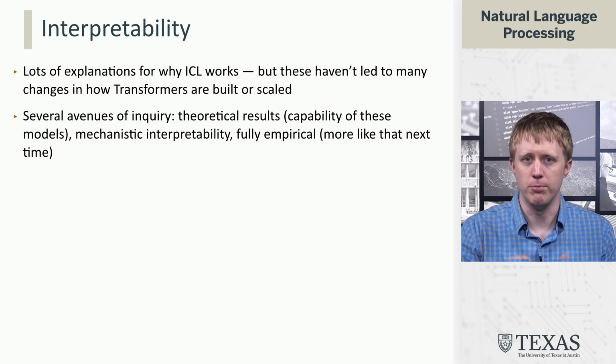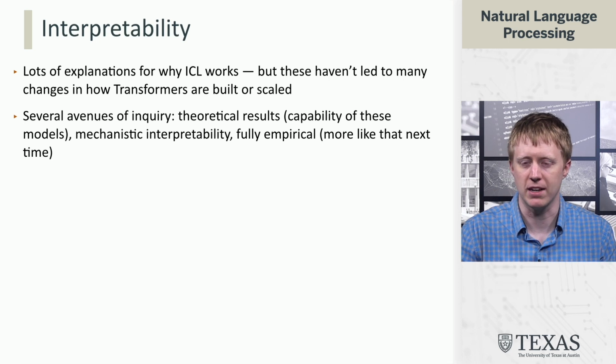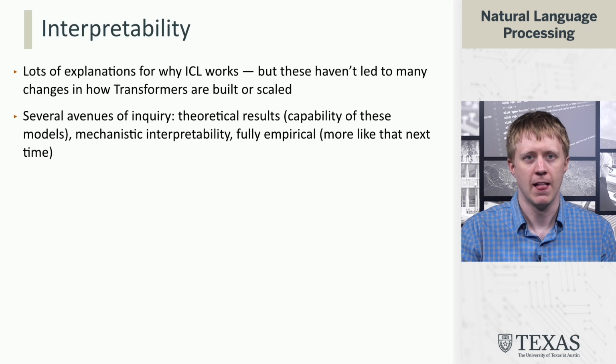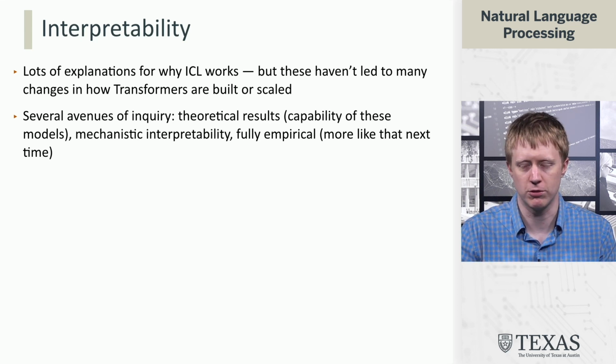This is a vein called mechanistic interpretability, which is trying to understand these mechanisms. And then finally, there's the fully empirical way of just saying, well, what works and what doesn't? How do we prompt these models and get them to work well? How do we understand over multiple trials what sorts of things work and don't work? We're going to talk about that more later. That's the end of this segment.